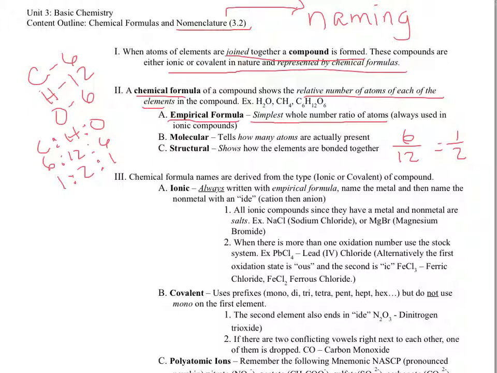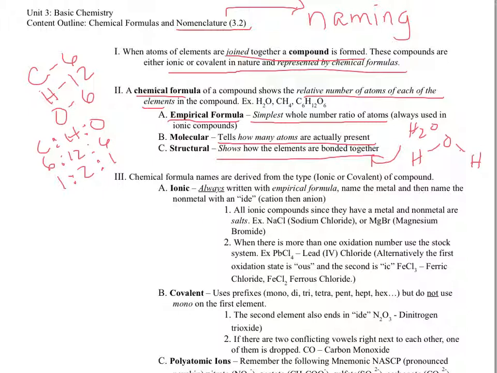That's an empirical formula. A molecular formula tells you exactly how many atoms are in that molecule, exactly how many are present. And a structural formula shows you how they're put together. H2O, for example, is hydrogen, oxygen, hydrogen. Okay, that's a structural formula.